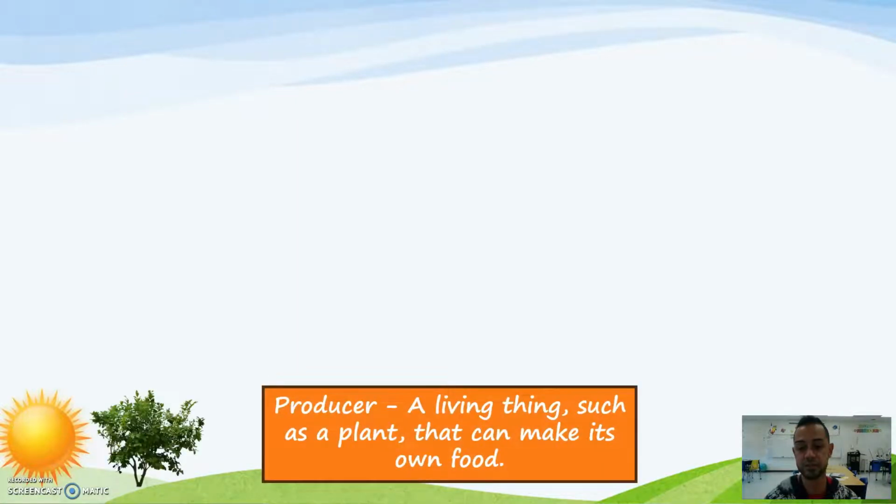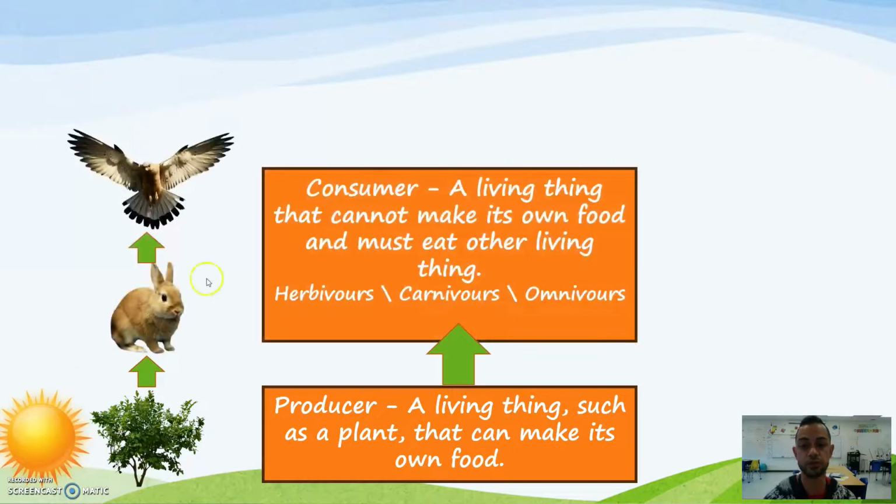So the sun is going to give energy to the producers. Producers are living organisms that are able to create or produce their own food. Which organisms are producers? The plants. Plants can produce their own food using sunlight, carbon dioxide, and water. That process is called photosynthesis. So the plants are going to pass or transfer the energy to the consumers.